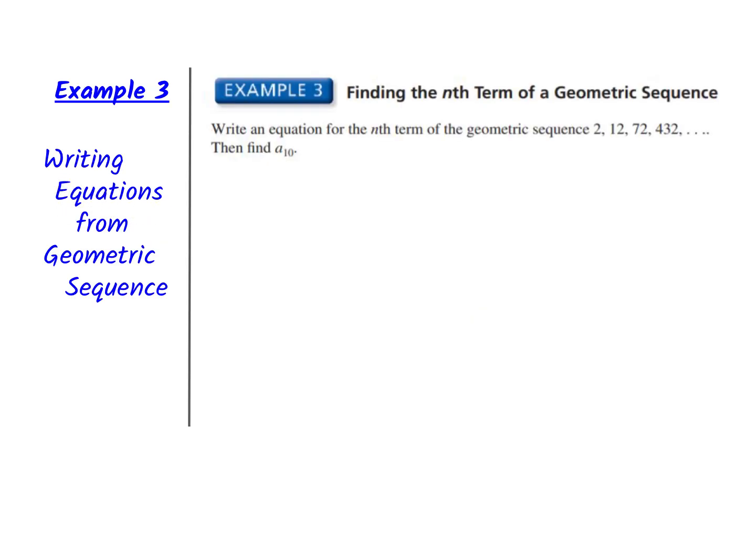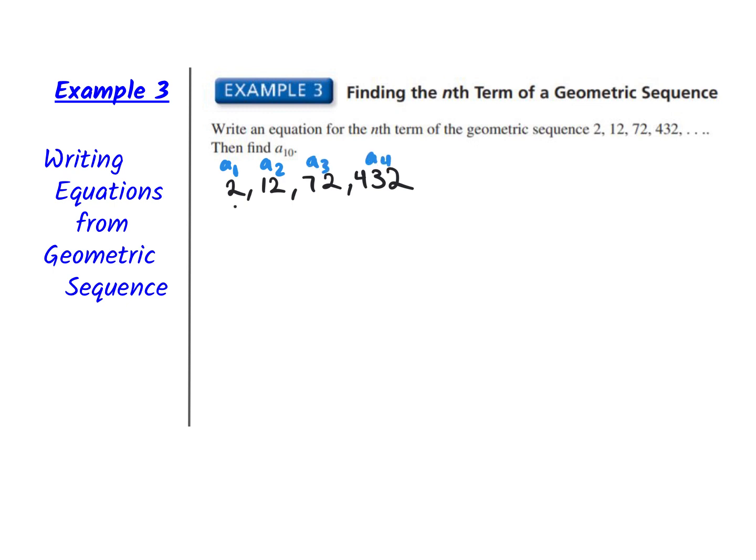Example 3, writing equations from geometric sequences. So glue in example 3, we're going to write an equation for the nth term of the geometric sequence provided, and then we're going to find a sub 10. We're going to find the 10th term. So I'm going to start by rewriting the sequence 2, 12, 72, 432. We need to find r, and we need to find a sub 10, meaning the 10th term.